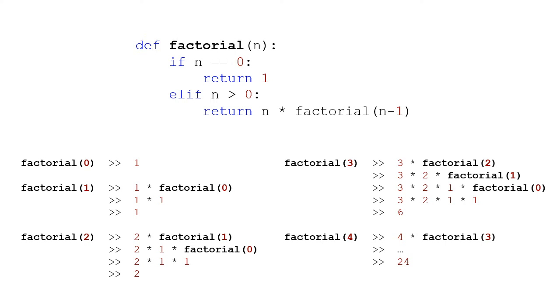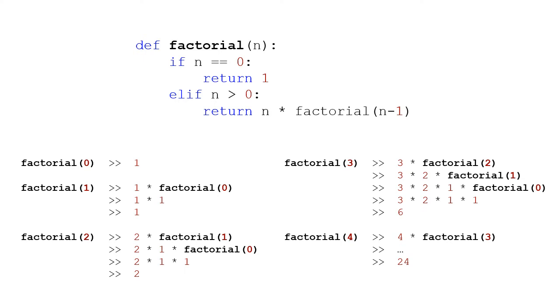Factorial 0 will simply return 1. Factorial 1 will return 1 times factorial 0. And you know, the value of factorial 0 is 1. So the result of factorial 1 is also 1.